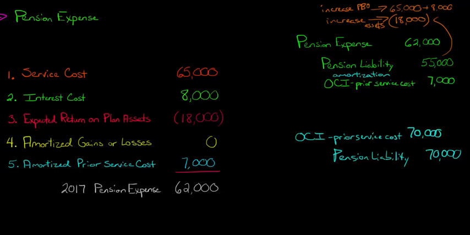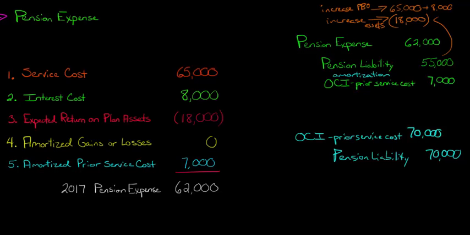So this would have been reflecting the fact that, hey, look, we gave some actual prior service cost benefits to some employees, and that increased our pension liability by $70,000. We're going to have to pay extra money over the course of the retirement for those employees. So now here, the $7,000 is the amortization of that amount, right?